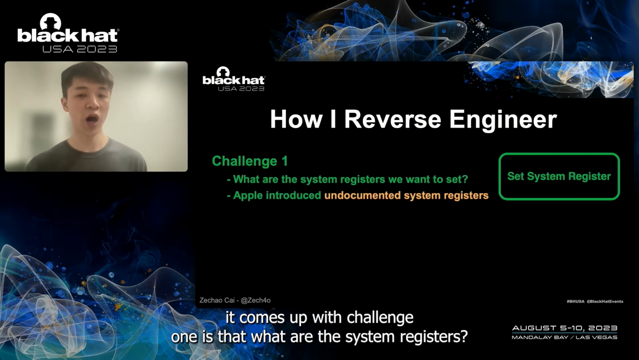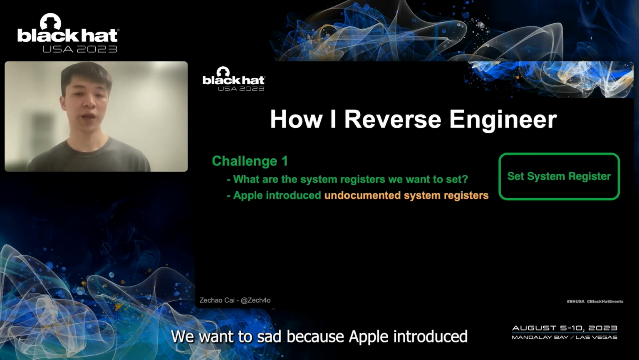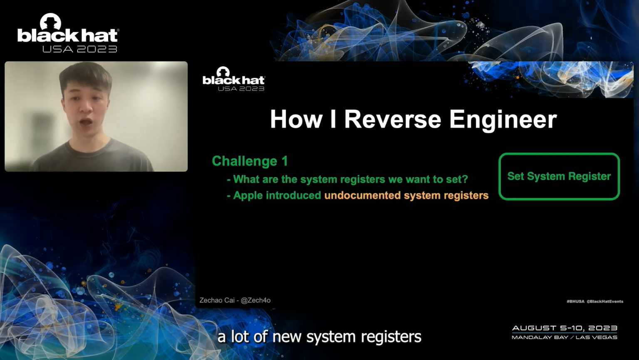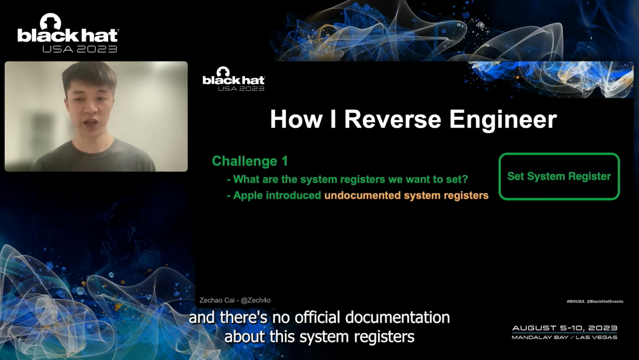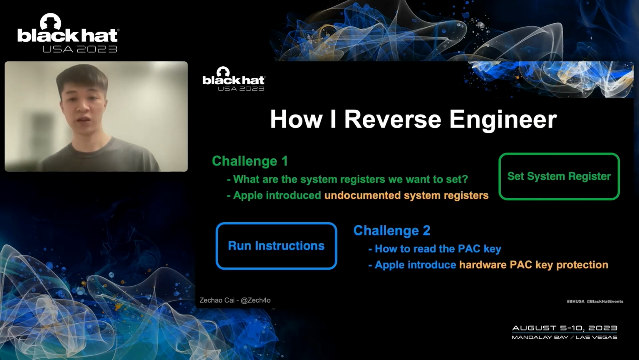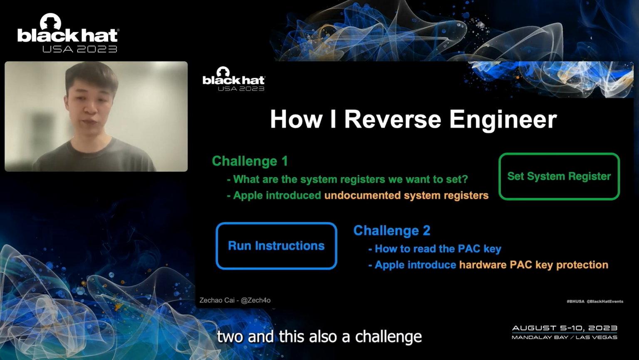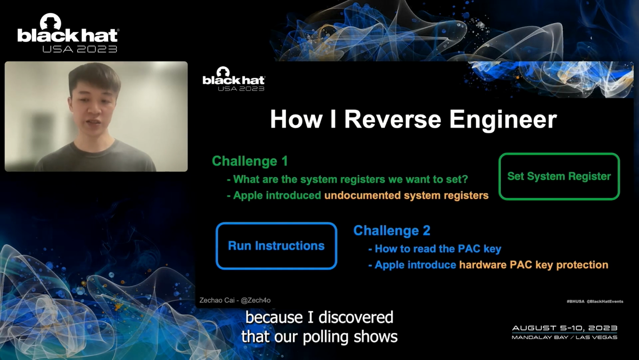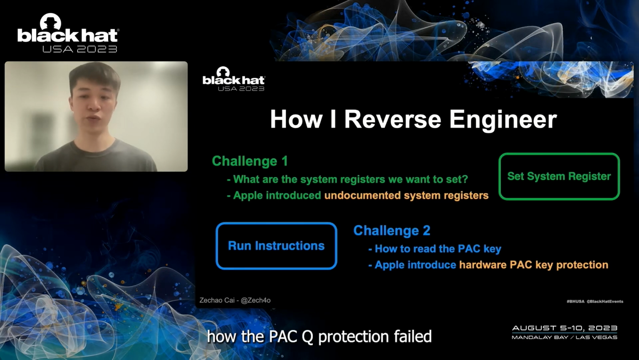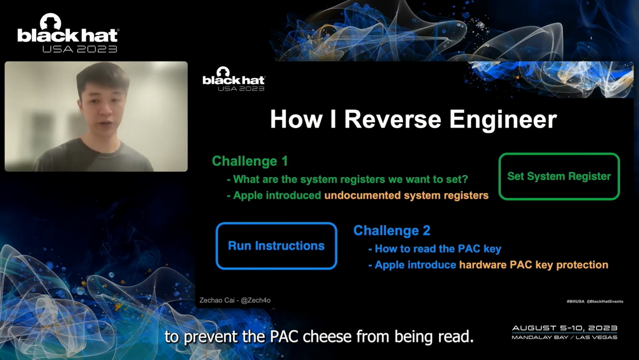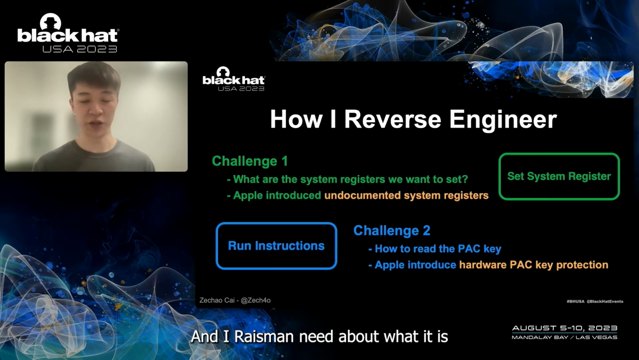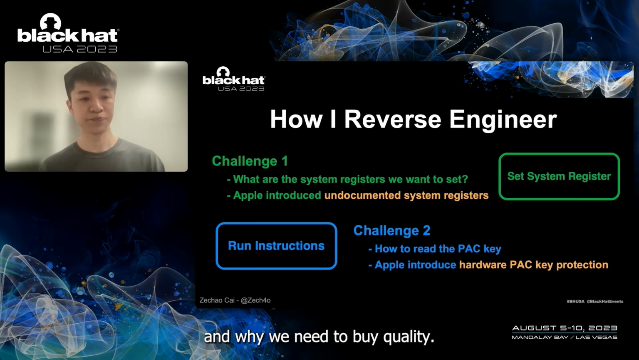That is, what are the system registers we want to set? Because Apple introduced a lot of new system registers, and there's no official documentation about them. And then for step 2, there's also a challenge: how to read the PAC key? Because I discovered that Apple implements hardware PAC key protection to prevent the PAC keys from being read. And I will explain later what it is and why we need to bypass it.